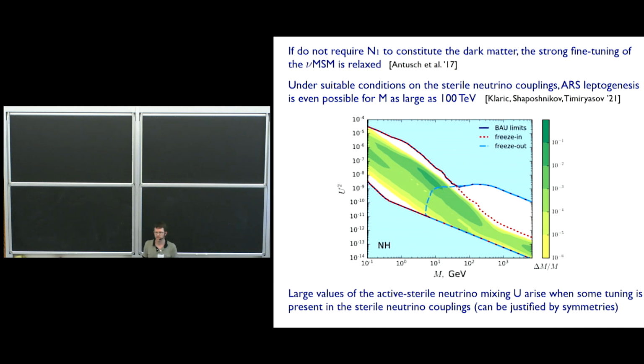Is the inverted hierarchy largely different from this plot? I don't remember very precisely. You have a different allowed region, but you still have an allowed region. I don't think it's drastically different, in the sense that you typically need the same level of active-sterile mixing, and you get something similar. I don't remember exactly, I don't have it in my slides, but qualitatively the answer is quite similar.